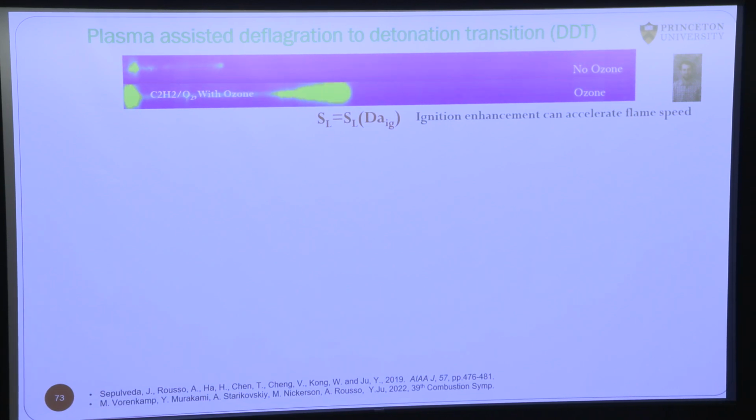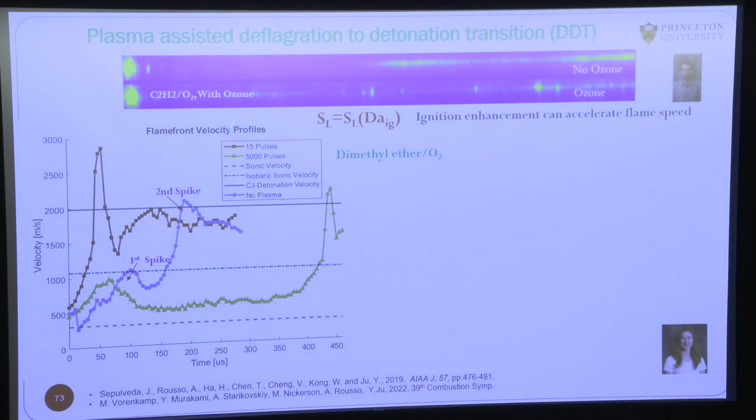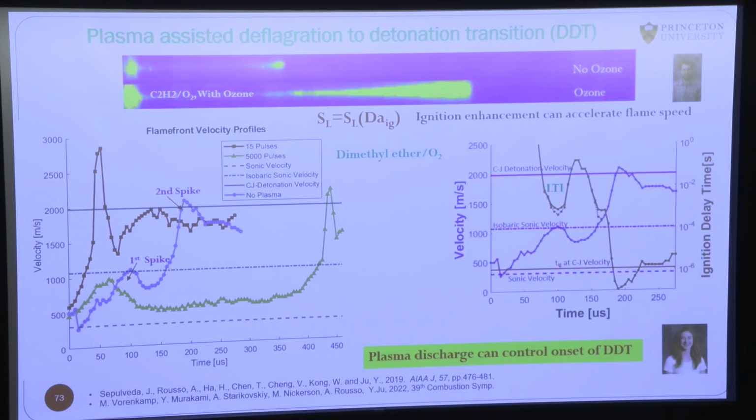So that means that ignition plays a big role in DDT. So then I asked an undergraduate student here, why don't you just use plasma-generated ozone to accelerate detonation? Indeed, the plasma can both accelerate detonation and delay detonation. I talked to you about this yesterday. So now you understand better why plasma can enhance detonation control.